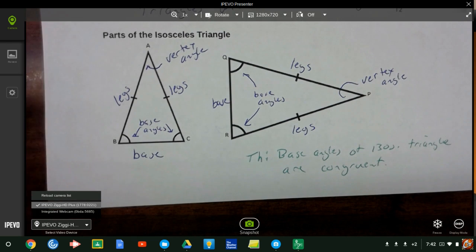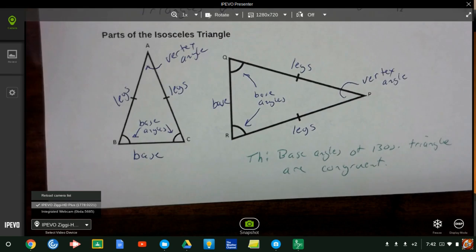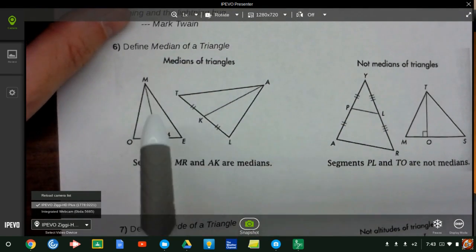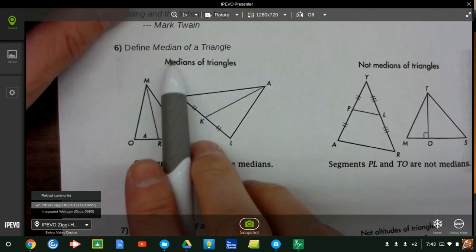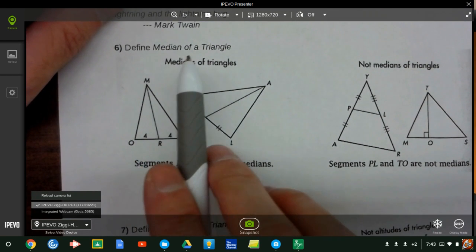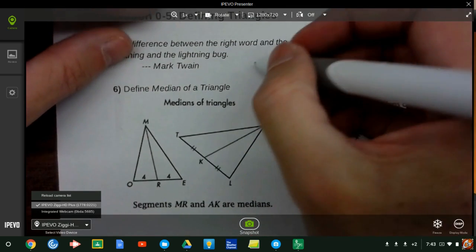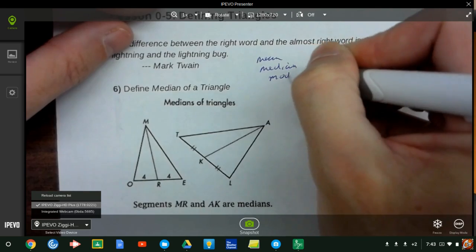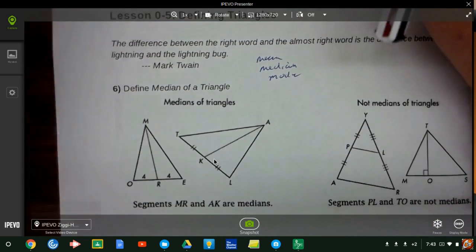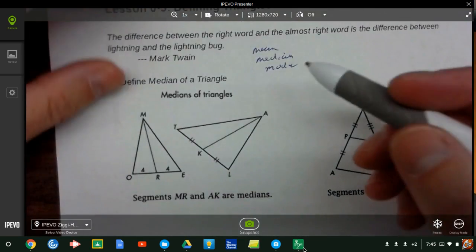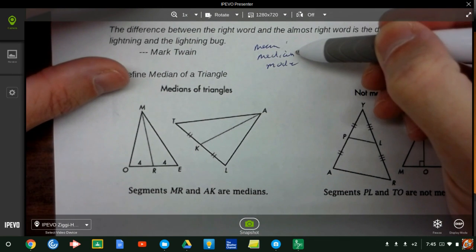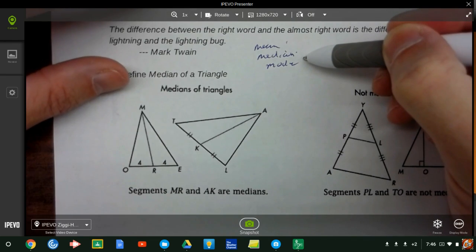Okay, great. Let's look at some more stuff. A couple more things about triangles, and then I'll let you go for tonight. So, next one, median of a triangle. Now, median is a word you've heard before. If you think back to your algebra class, you talked about mean, median, and mode. Basically you said the mean was the average, the median was the middle number, and the mode was the one that showed up the most.